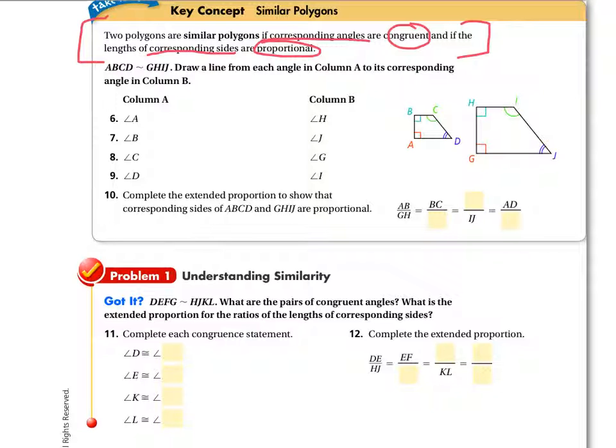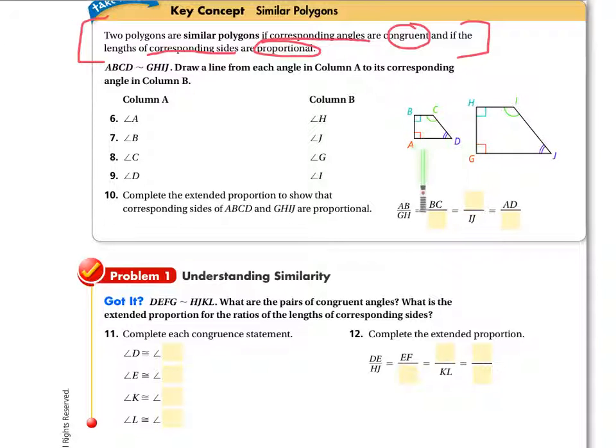So look at the two quadrilaterals below. You're to draw a line from each angle in column A to its corresponding angle in column B. So here's A. What angle over here corresponds to A? Gee, don't they have them color coordinated for you? Oh, you can't see that on your paper, can you? So see the reds, and they're both marked with a right angle. Of course, that's a right angle too. But this is in the lower left, lower left.